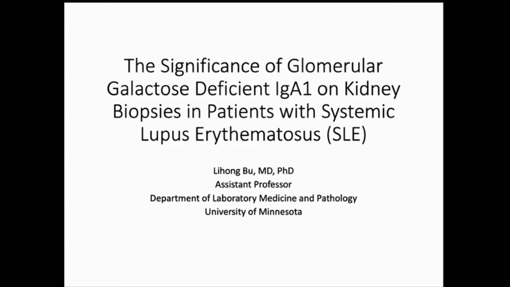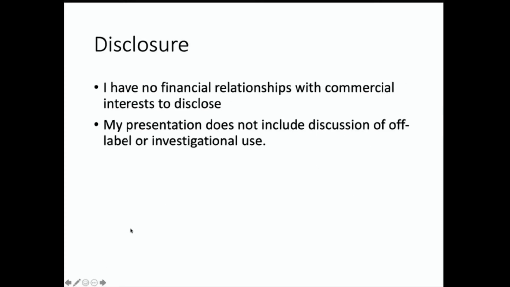The topic I am going to share with everyone is the significance of glomerular galactose-deficient IgA1 on kidney biopsies in patients with lupus. Okay, I have nothing to disclose.